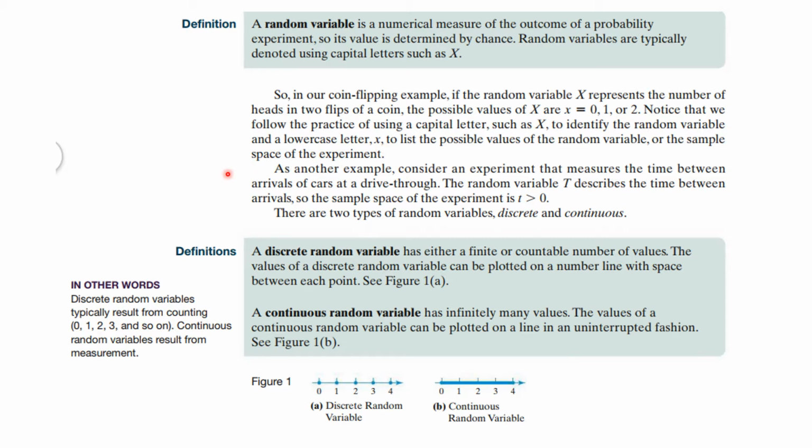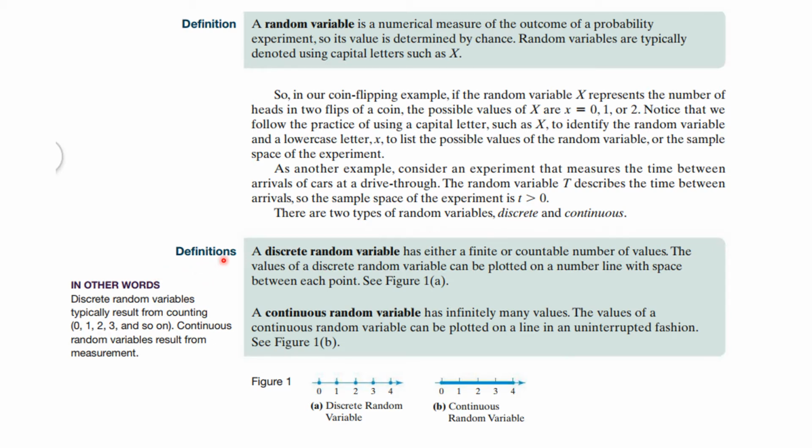As another example, consider an experiment which measures the time between the arrival of cars at a drive-through. The random variable capital T describes the time between arrivals, so the sample space of the experiment is T is greater than 0. Now there are two types of variables, discrete and continuous. We have talked about continuous distributions before. A normal distribution is one of those examples, but discrete is a different kind. Let's talk about the differences again.